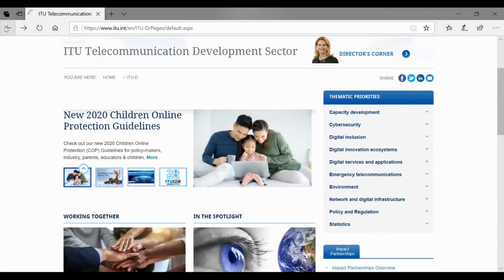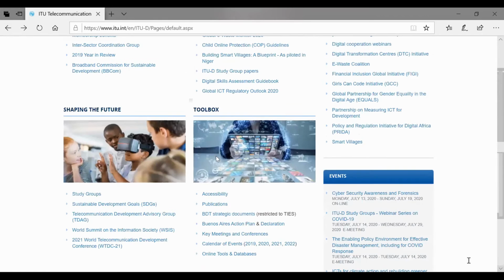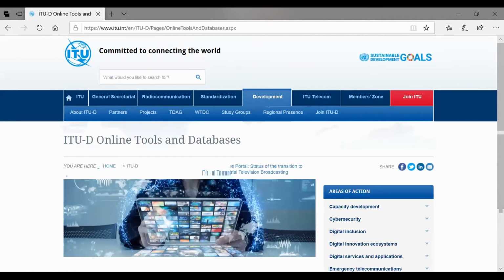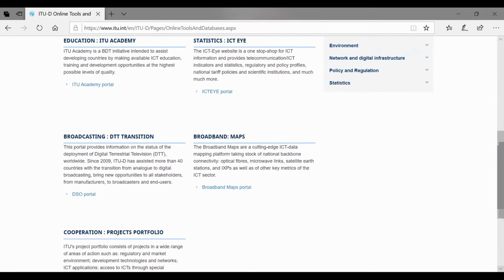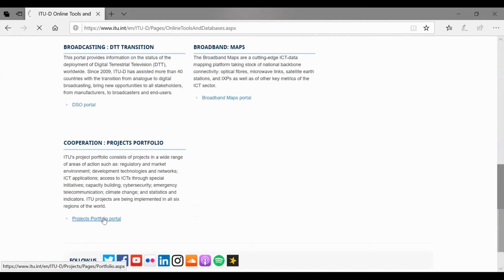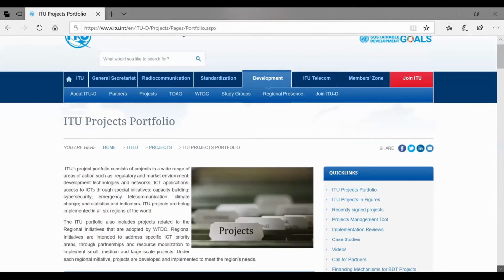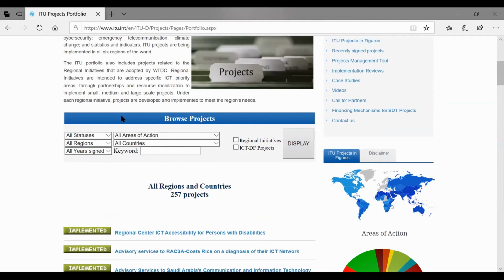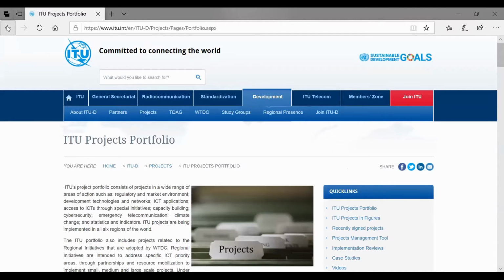I'm just trying to go back. So this is the structure. Here we have the toolbox, accessibility, publications, online tools and databases. Here is the ITU Academy, digital transition, broadband maps. And here is the project portfolio portal. This is what Andres was asking about. If you go to each thematic priority, you can find the list of the projects, and you can browse the projects. I hope this answers the question of Andres. Okay, so this is for me.